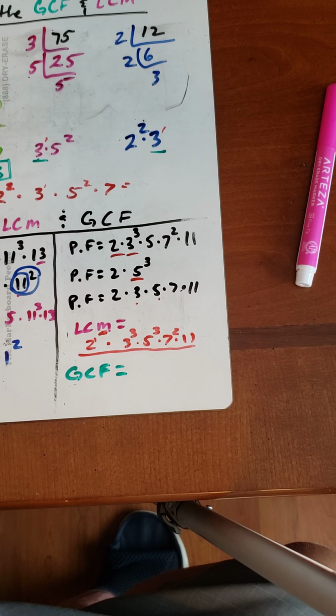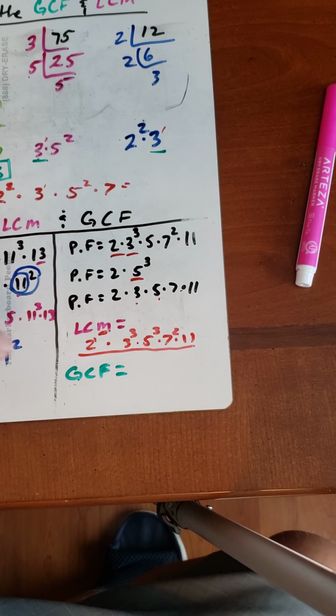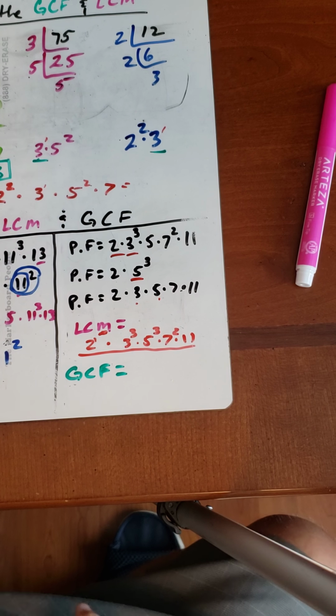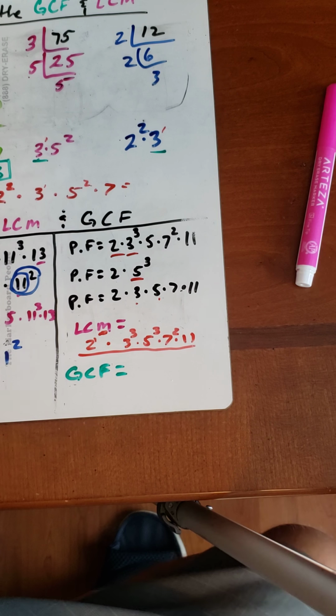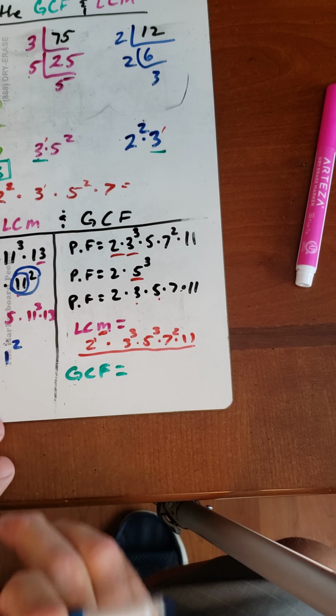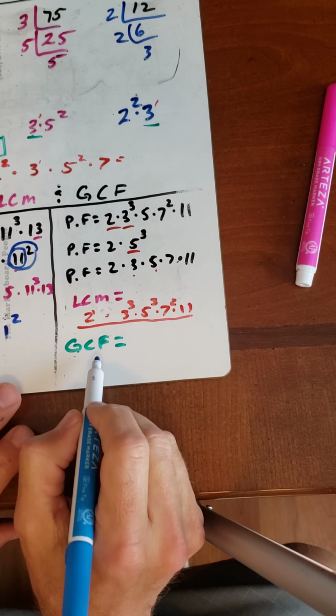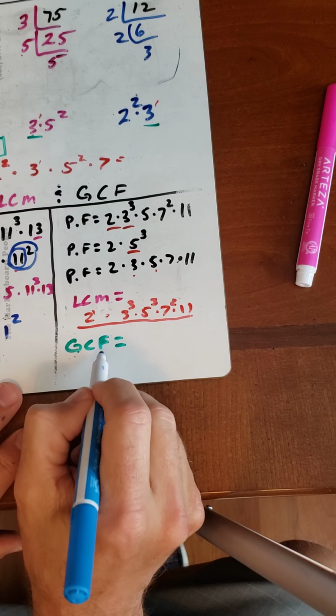2 times 3 cubed times 5 cubed times 7 squared times 11 is the least common multiple for whatever these 3 numbers are. Once again, you do not have to multiply those out. That would be quite a large number, and I don't expect you to do that.